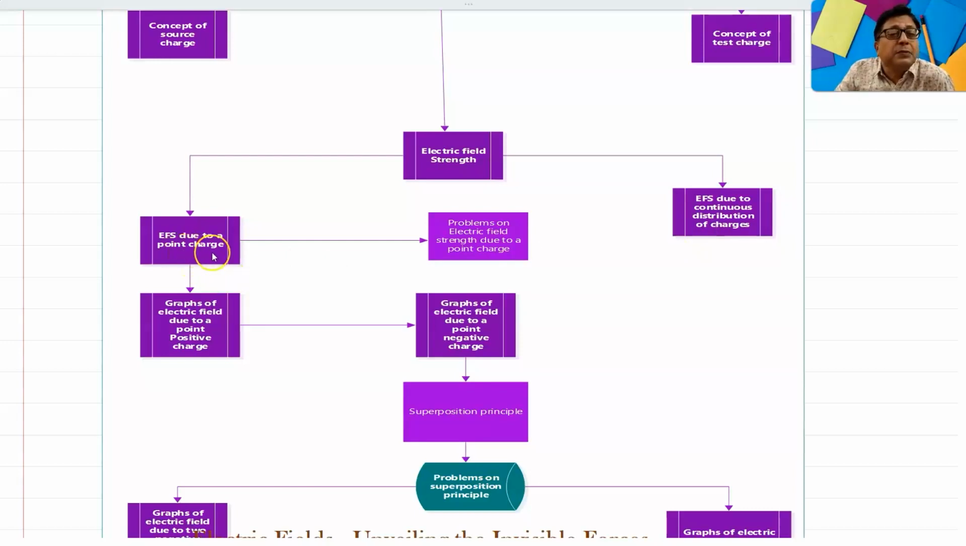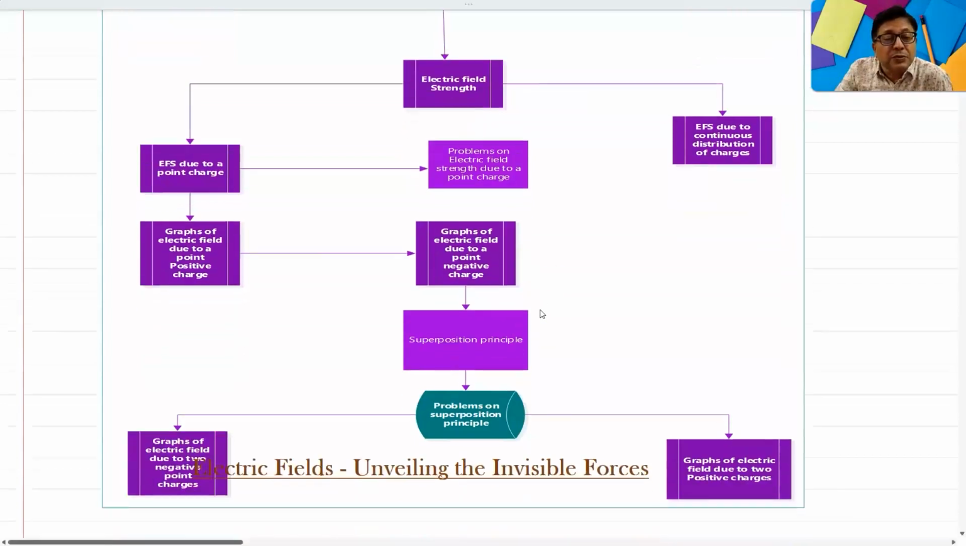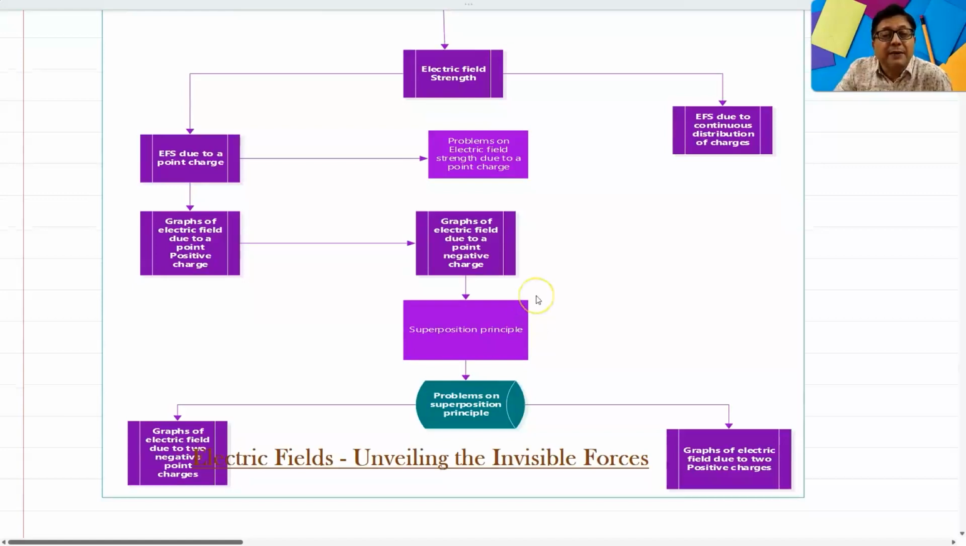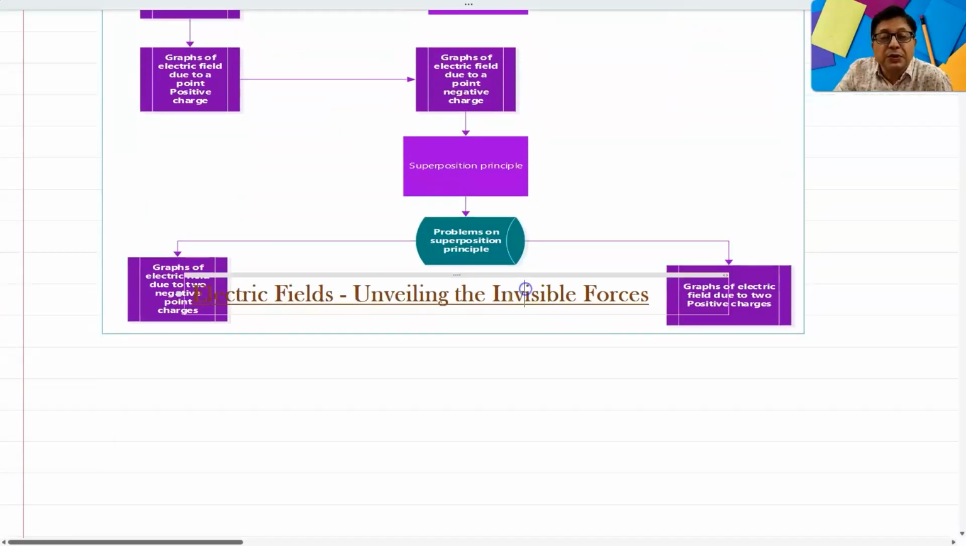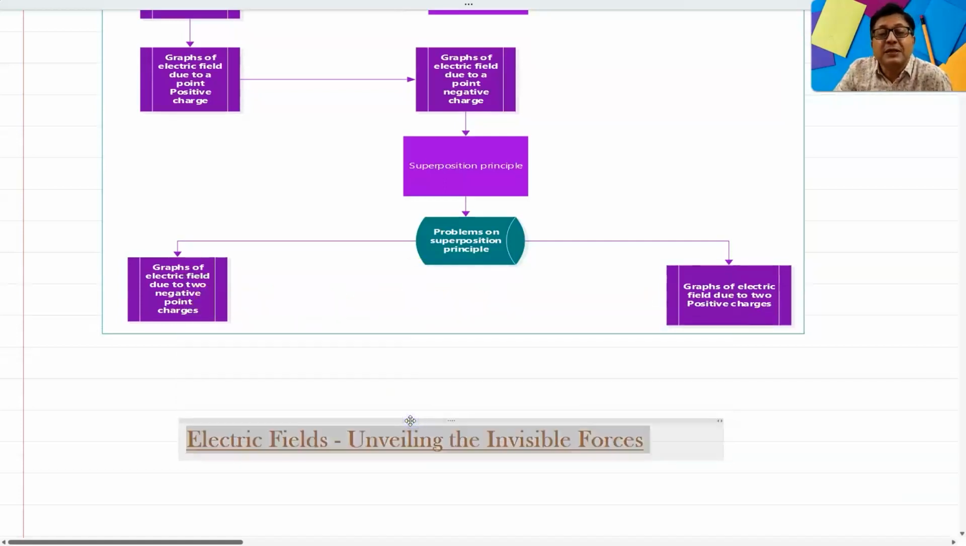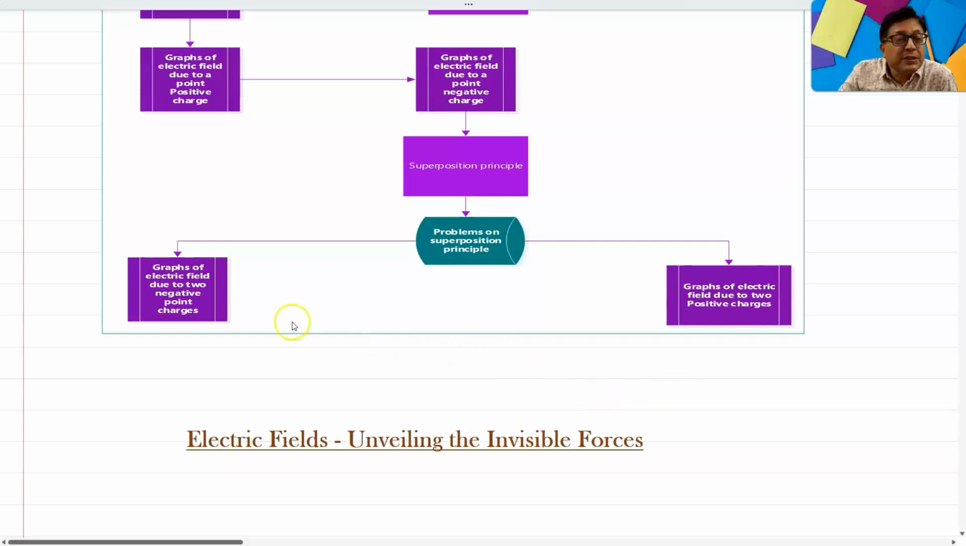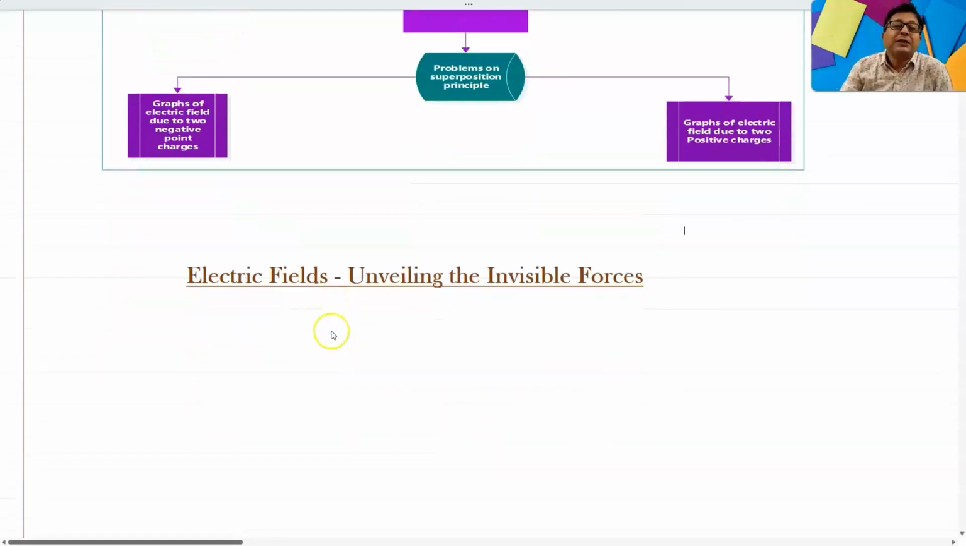So, electric field strength due to a point charge we will discuss. And then we'll discuss the superposition principle. When many charges are there, how we have to determine the electric field due to many charges, that also we are going to learn. I'll be discussing some problems also with you, and then if possible we'll discuss the graphs of electric field due to two positive charges staying side by side, or two negative charges, or one positive and one negative charge. So without wasting time, let us start.